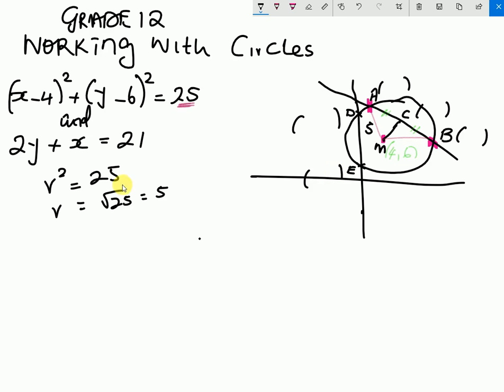Okay. Now, people, the first question is, determine the coordinate of M, the center of the circle. We have already got the center of the circle. M is (4; 6). The second question, give the radius. The radius of this circle is okay. Determine the coordinates of A and B.